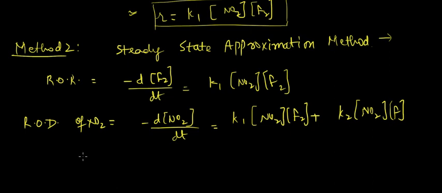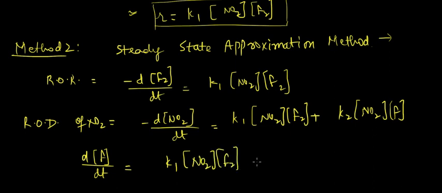And we can also say that d of F upon dt, which is the rate of change of the intermediate, would be equal to K1 times NO2 F2 from the first reaction, which is the rate of appearance of this intermediate, and the rate of disappearance of the same should be written as K2 times NO2 and F. According to the steady state approximation method, the change in the intermediate's concentration should be equal to 0.